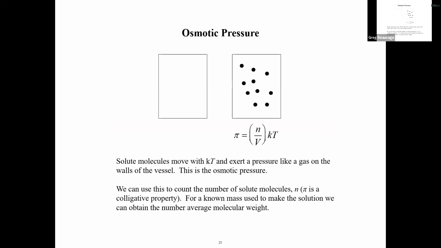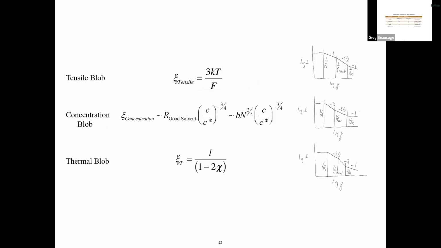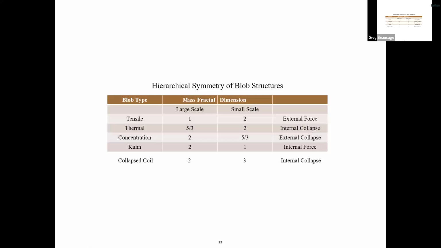Yeah, the next thing is kind of involved. So like 10 minutes, I don't know. I can just introduce the idea. Like one of the first things where they worked on this, like the concentration blob.